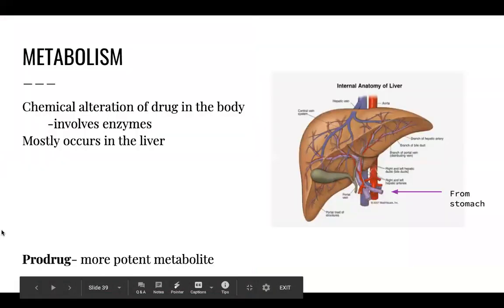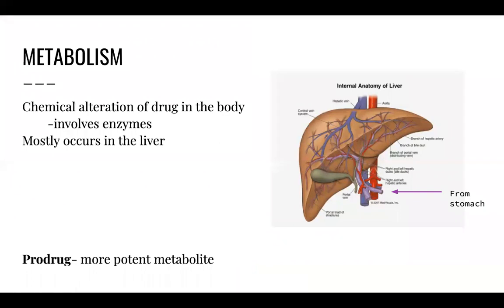Metabolism is the chemical alterations of drug in the body. So this involves enzymes. Metabolism is mostly going to occur in your liver. So I need you to know that. Metabolism occurs in the liver. And over here you can see that the stomach, for our first pass effect, we have absorption through the stomach that goes through the liver.